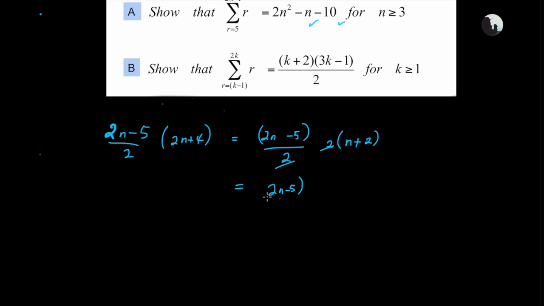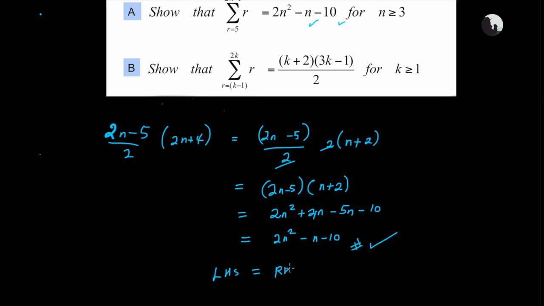So basically I can cancel the 2 over here, so the rest is the expansion. 2n minus 5 times n plus 2 will be 2n squared plus 4n minus 5n and minus 10. So we can further simplify. This one becomes 2n squared minus n minus 10. So this is definitely the answer, because the left hand side equals the right hand side. I think that's pretty much about how to solve the question regarding the summation for part A.